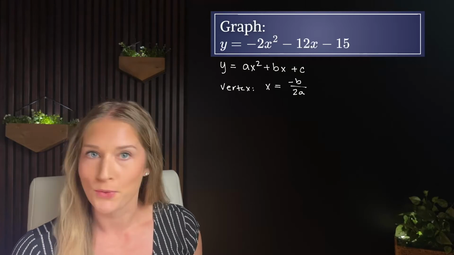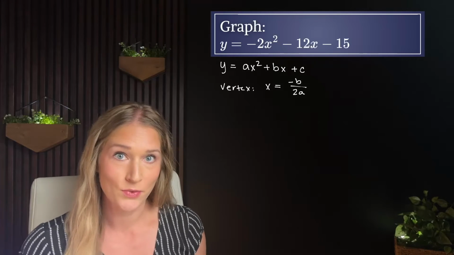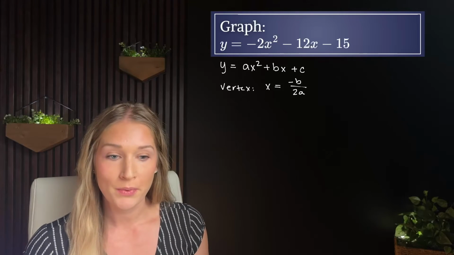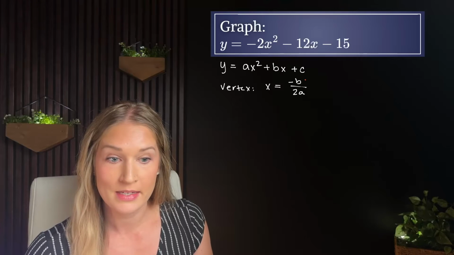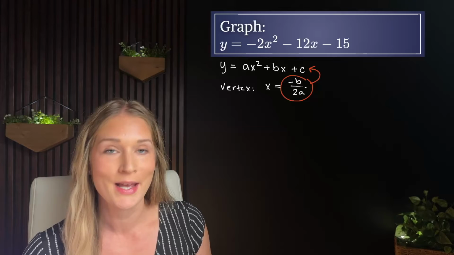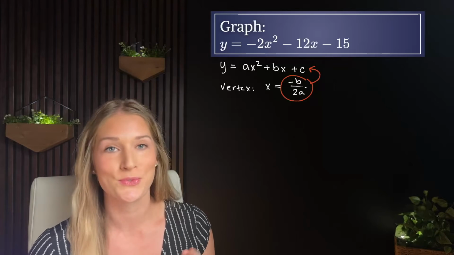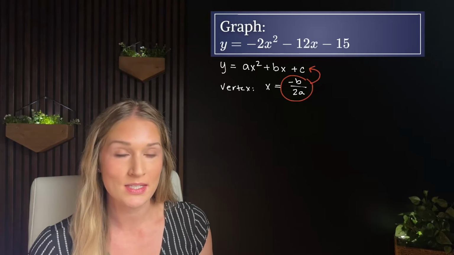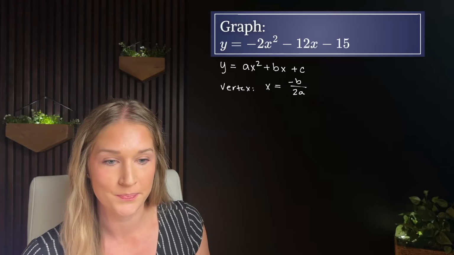But of course, an ordered pair is an x and a y, so you've only got half of it right now. So what we need to do once you get that is take this x value and plug it back into your equation to figure out what y value goes with that x value. So this is the method I'm going to use here.